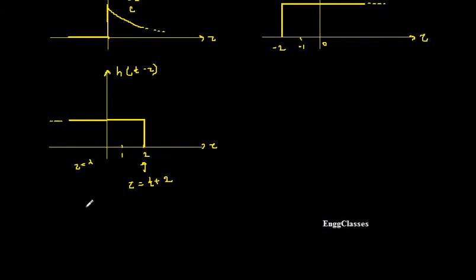Now I consider the method. So what I do is, I'll take t plus 2, this to the extreme left, so that I get the first limit. So what is that?